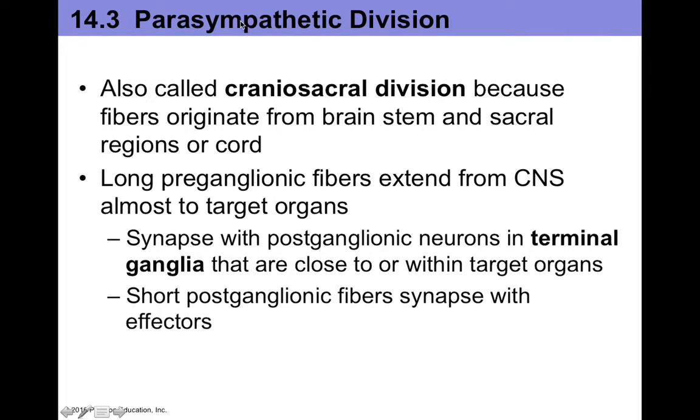So the parasympathetic nervous system is also called the craniosacral division because it involves brainstem cranial nerves as well as sacral spinal nerves that carry parasympathetic information. We find that with the parasympathetic nervous system, we have long preganglionic fibers that extend from the central nervous system towards the target organ, and they synapse with postganglionic neurons in terminal ganglia that are either close to or within the target organ itself. And so because the ganglia is so close to the target organ, they have short postganglionic fibers that are unmyelinated, but those actually synapse with the effector.